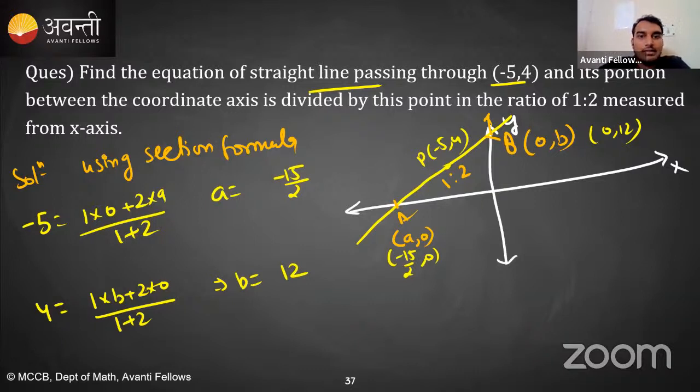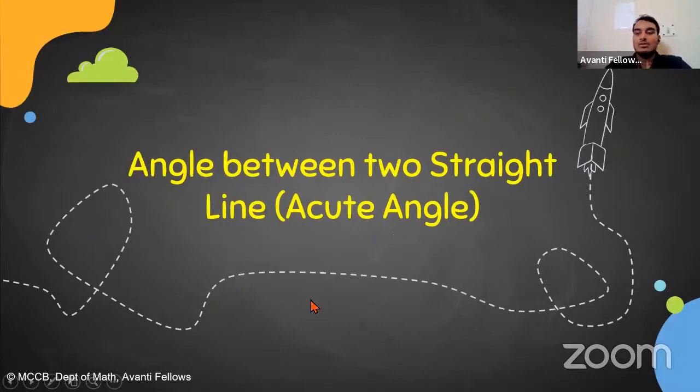Okay, let's proceed further. Now let me start this new topic. I'll just give you the formula and the questions we will see in the next class. Please everybody, for just the last 5-10 minutes, look at this. It is the angle between two straight lines, and we are interested in the acute angle.